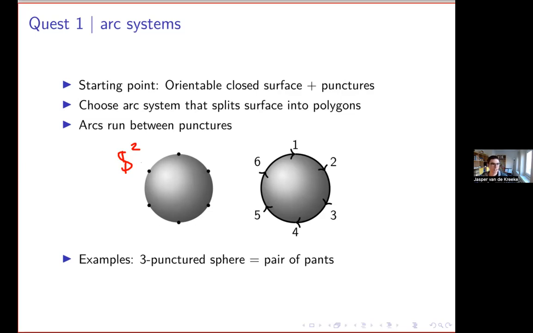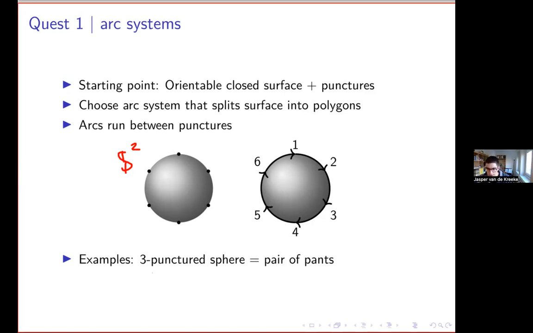And what you need in order to define a gentle algebra from this is an arc system. So you choose arcs between the punctures. An arc runs from a puncture to another puncture, and the arcs split the surface into polygons. For instance, I've drawn here 6 arcs which run between the punctures, and they divide the sphere into 2 parts, one front side and one rear side. These we call the polygons. Both are, in this case, 6-gons.